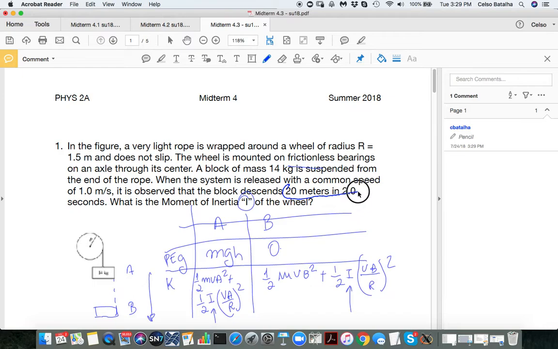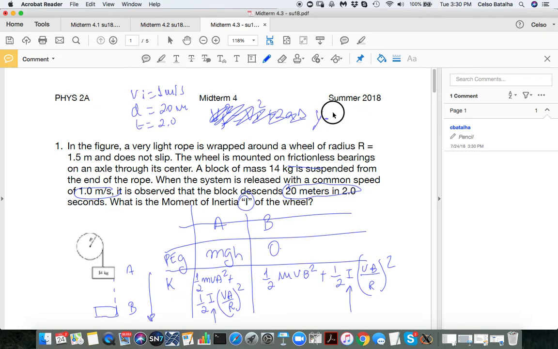Well, we use the information given. The initial velocity is 1 meter per second. The distance covered is 20 meters, and the time is 2 seconds. And then you can find velocity, right? Velocity squared is initial velocity squared plus 2a delta x. No, that doesn't work because we have time. How can we do that? If we have time, initial velocity, and distance, we can find acceleration. Okay, so let's do that.